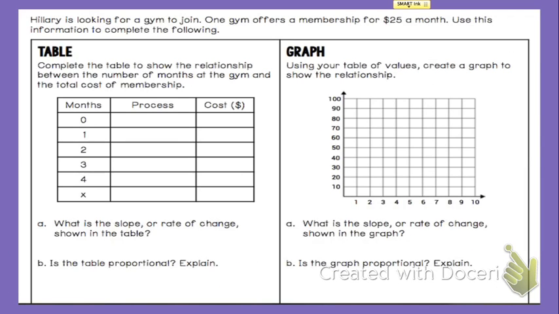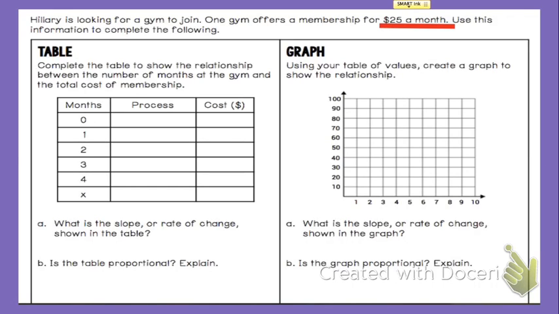Okay, so Hillary is looking for a gym to join. One gym offers a membership of $25 a month. Use the information to complete the following. Complete the table to show the relationship between the number of months at the gym and the total cost of the membership. Well, it looks like the total cost of the membership is $25 a month.